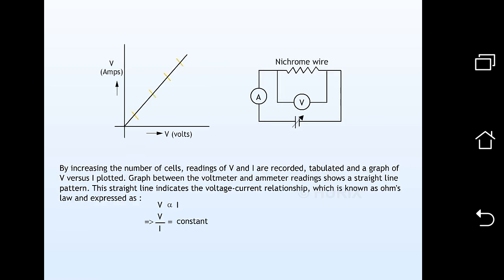This set of readings is noted down and tabulated for a set of readings of I and V by increasing the number of cells. The graph between the voltmeter and ammeter readings shows a straight line pattern. This straight line indicates the voltage-current relationship and is known as Ohm's law, and is expressed as V is proportional to I, which implies the ratio of V to I is a constant.